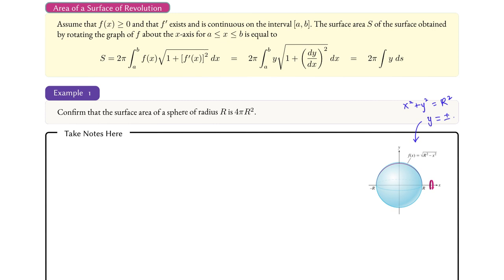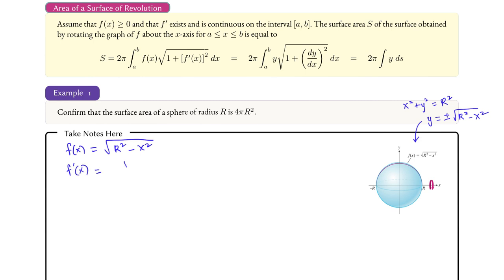The equation of the circle is x squared plus y squared equals r squared, and so y equals plus or minus the square root of r squared minus x squared. The positive piece is the upper curve. Using the arc length formula, f of x is y equals the square root of r squared minus x squared.